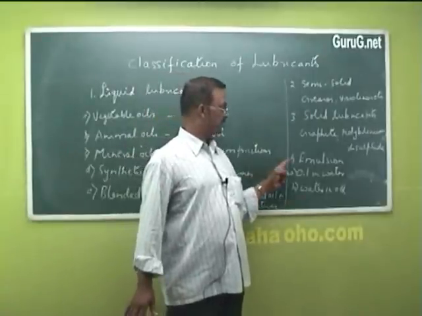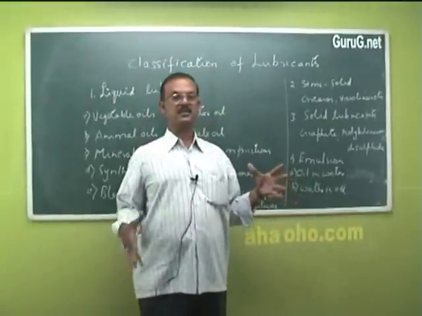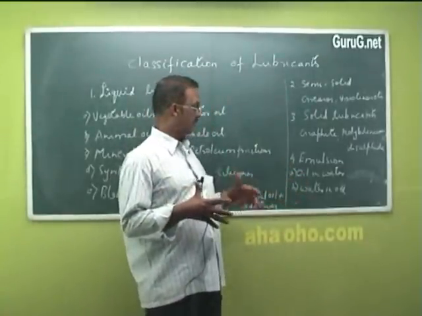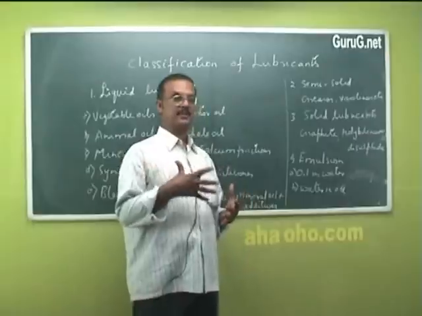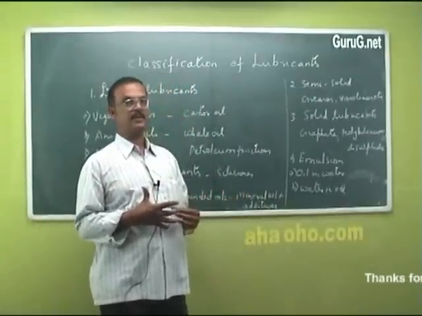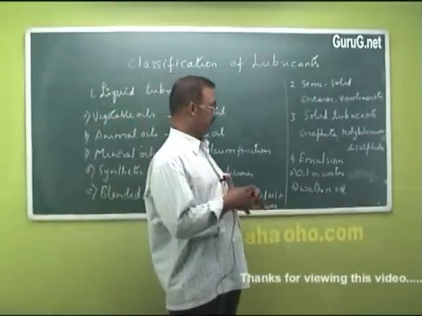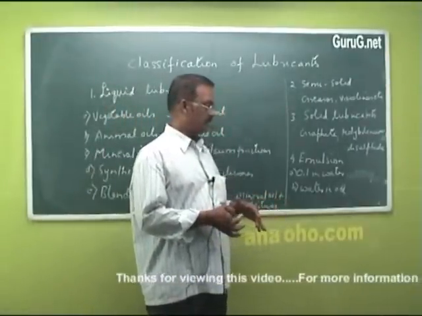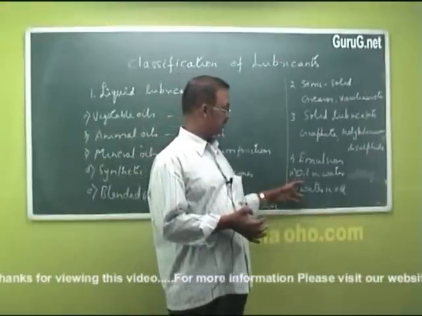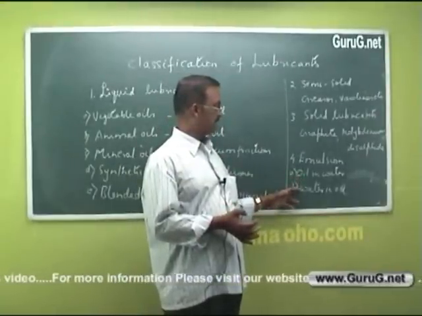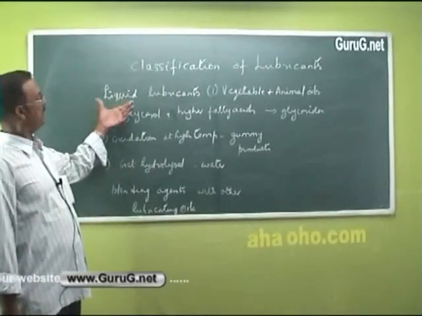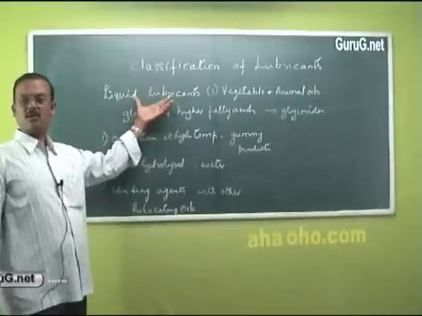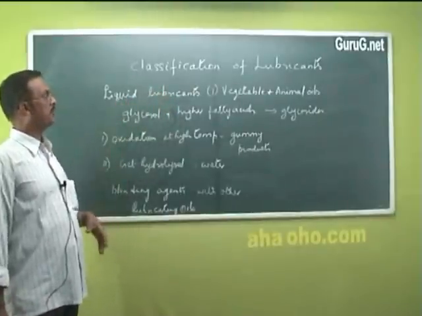Next we come to emulsions, for example, oil in water or water in oil. That is, one will be the dispersed phase and another will be the dispersed medium. There are two types of these, and these are also used as lubricants. Now we'll deal with liquid lubricants. These are also known as lube oil.